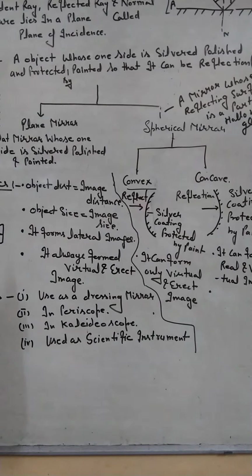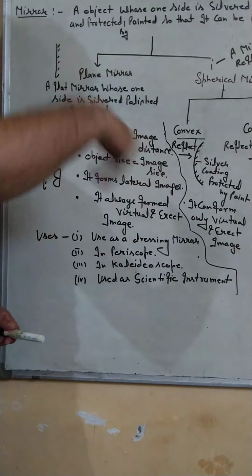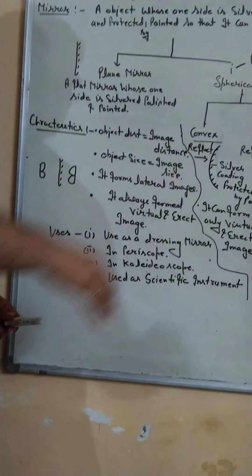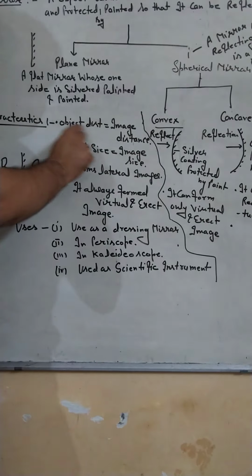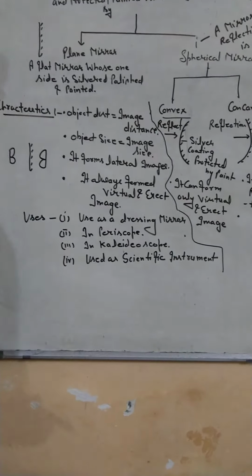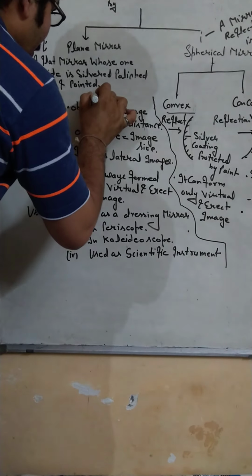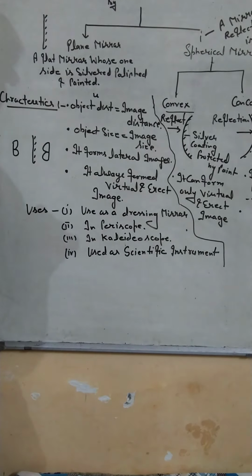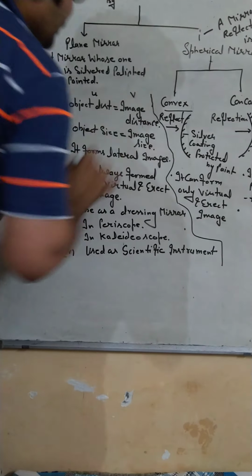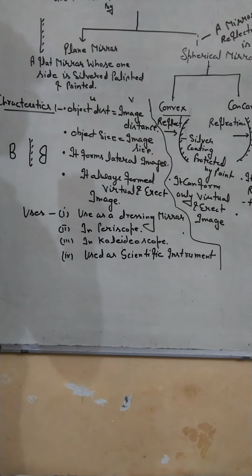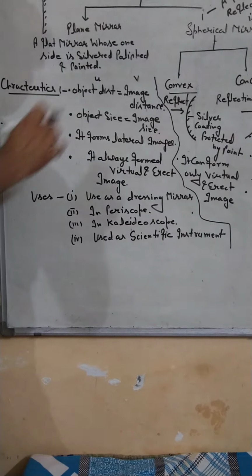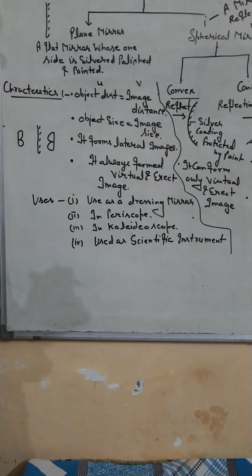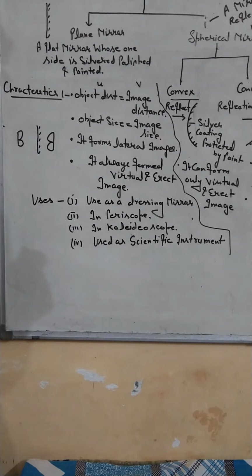Now, the plane mirror has some characteristics. First, the object which is placed in front of the mirror, its image is also formed at the same distance at which the object is placed. Mathematically, object distance is represented by u, while image distance is represented by v. In case of light reflection, we can say u is equal to v. This is the first characteristic of a plane mirror.